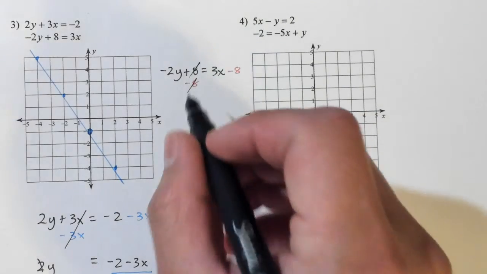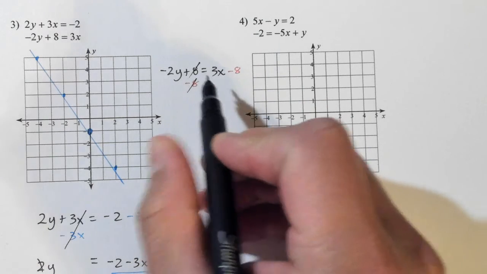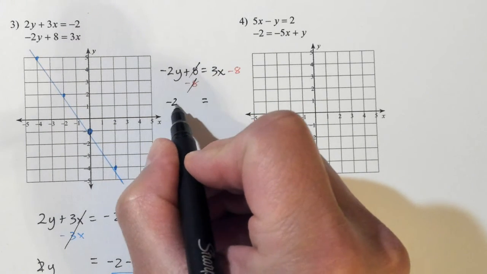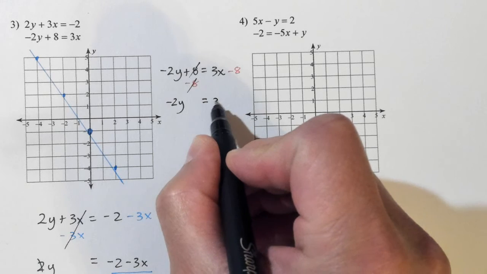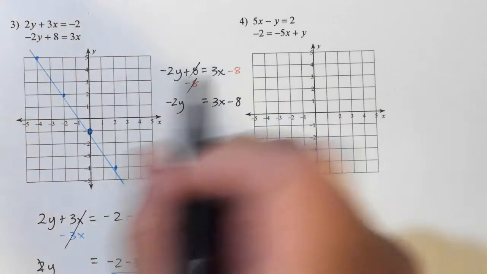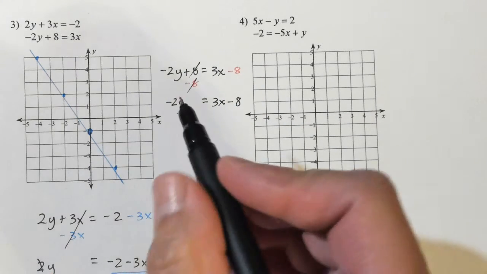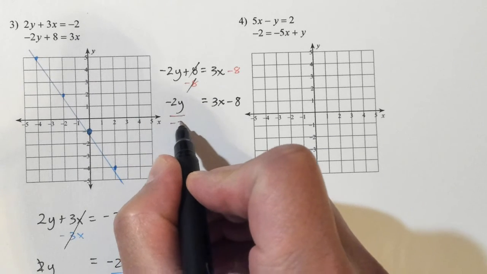Cancel, cancel, equal sign goes straight down. Negative 2y goes straight down. 3x minus 8 goes straight down. And then divide both sides by negative 2. Be careful when you're dividing by negative, guys.